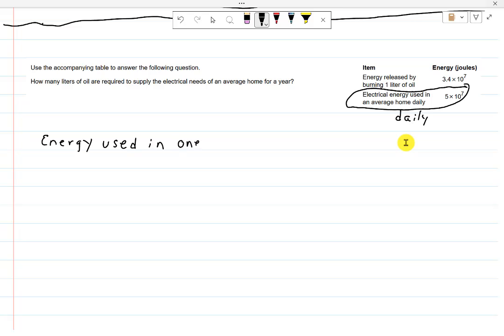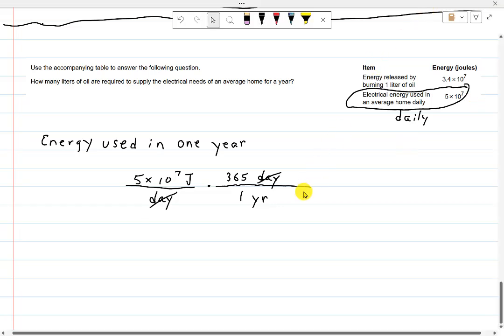In 1 year. So what we know is we have 5 times 10 to the 7th joules per day. We can change that and put 365 days up here and 1 year down here. Then when we do this, it'll tell us how many joules we're using in a year, and then we'll be able to answer the question.